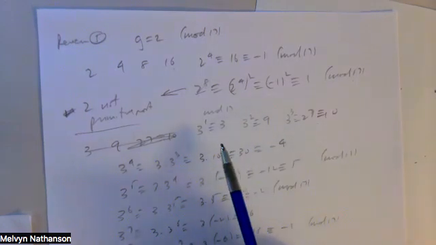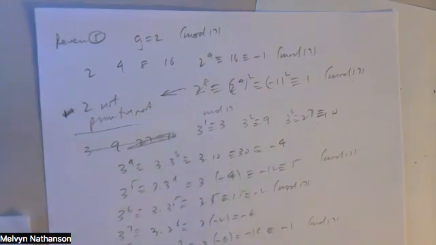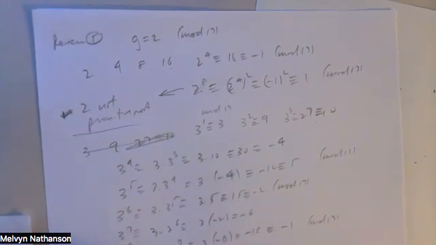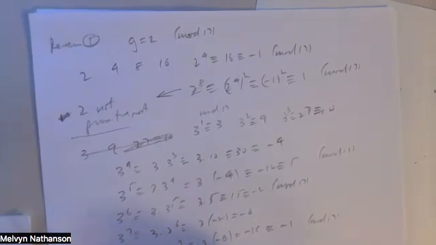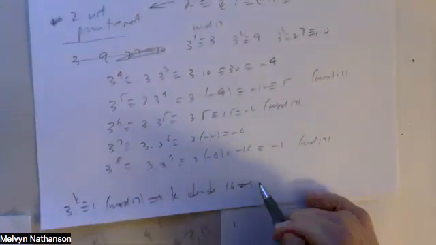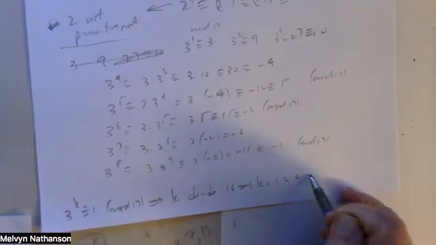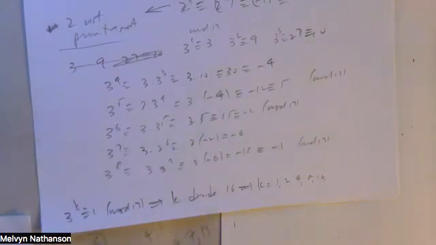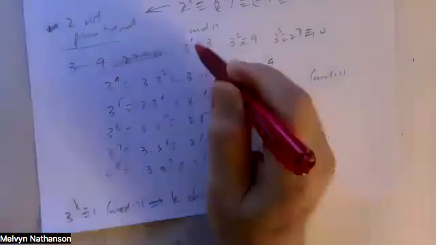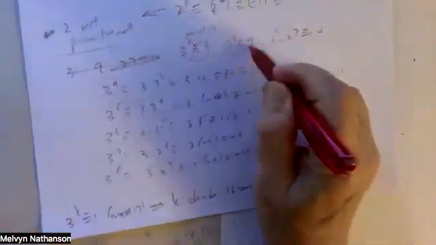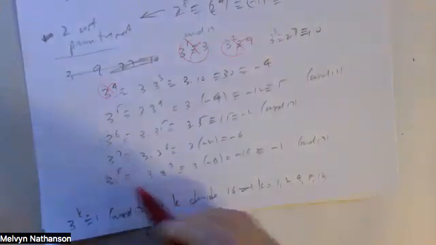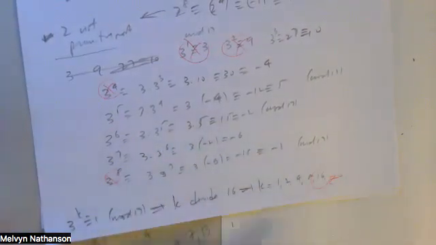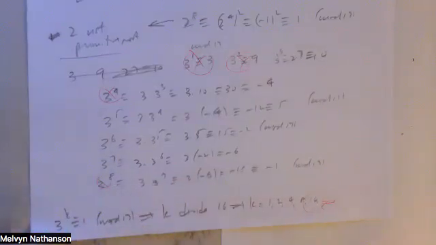Now, if 3 to the k is congruent to 1 mod 17, then k must divide 16. So the only possible values of k are 1, 2, 4, 8, or 16. Well, we see 1 doesn't work, 2 doesn't work, 4 doesn't work, 8 doesn't work, so the answer has to be 16. So 3 is a primitive root.